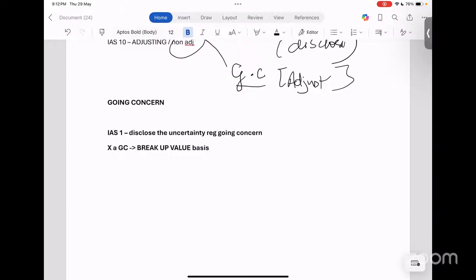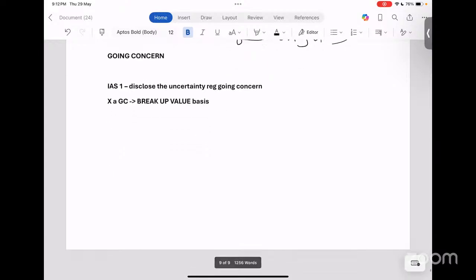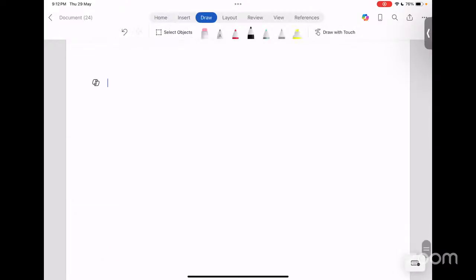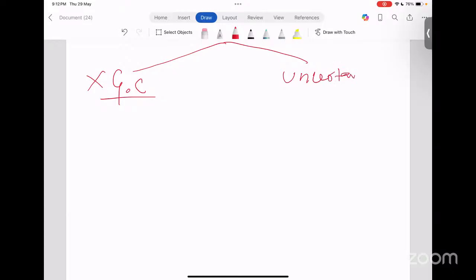Now, from an audit perspective, there are two situations. One is that you are no more a going concern. Another situation is there is an uncertainty regarding going concern. As per the IFRS, if there is an uncertainty, I'm supposed to disclose it. If I'm not a going concern, then I'm supposed to disclose it plus make my financial statements on the breakup value basis. Now, if the accounting treatment was correctly followed, what will be the impact on the audit report?